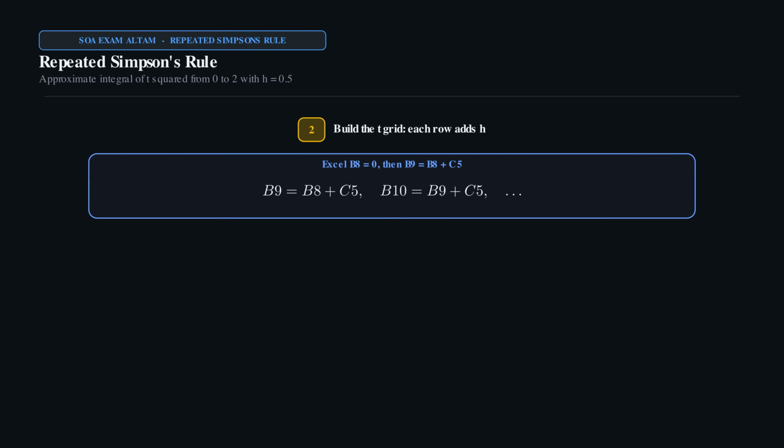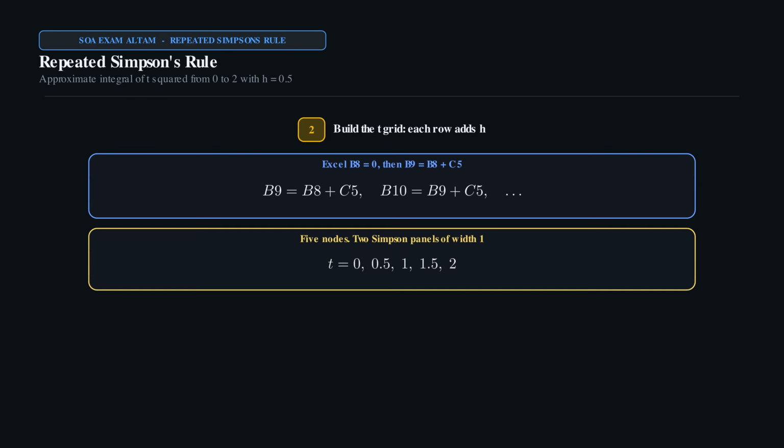Start at t equals 0 in B8. Each later t cell is the previous t plus h. That produces the 5 nodes 0, 1/2, 1, 1.5, and 2. 5 nodes mean 2 Simpson panels. Simpson needs an even number of strips, and here each strip has width 1/2.